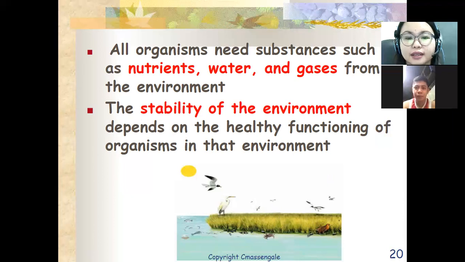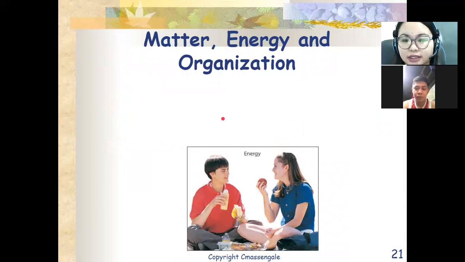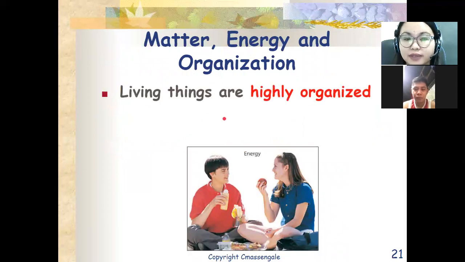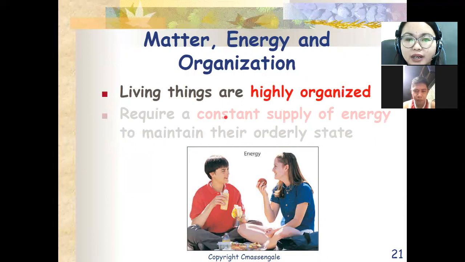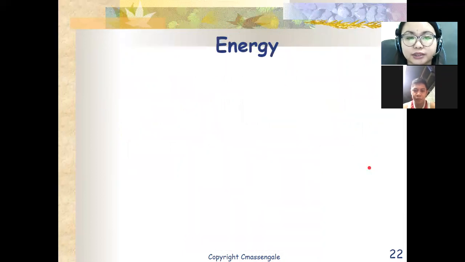So let's talk about matter, energy, and organization, which is still part of living things. Because we are highly organized, we require a constant supply of energy to maintain an orderly state. So we eat food for us to move, do our activities, metabolic activities, through a supply of energy.